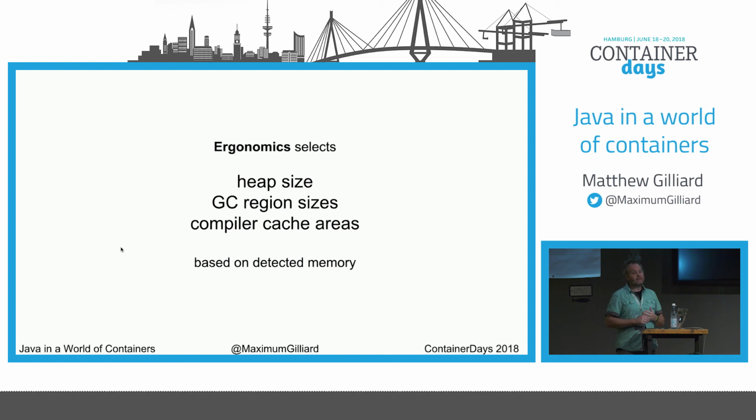Garbage collection region sizes: depending on which GC you're using, it splits the heap up into regions and moves objects between them depending on how old they are, and those sizes and the number of regions are controlled depending on which GC you're using. And then compiler cache areas, I've called them. When your bytecode is compiled into native code, there's a certain amount of memory reserved for that compiler to work, and the size of those is selected by ergonomics as well. You can override all this with flags, but the idea of ergonomics is you don't need a lot of flags. You just run java -jar and it does it for you.